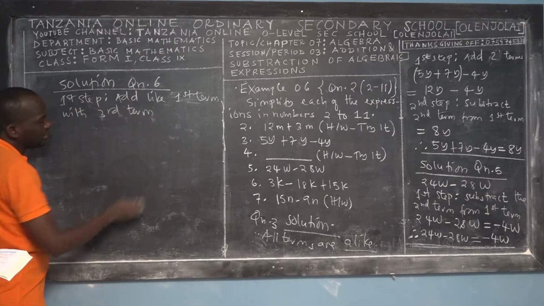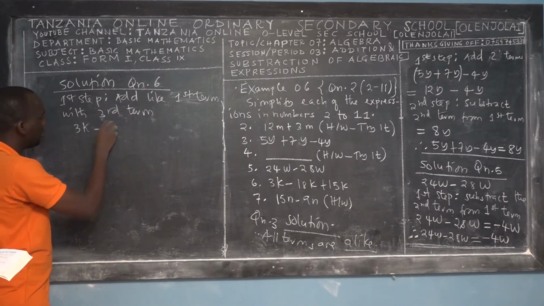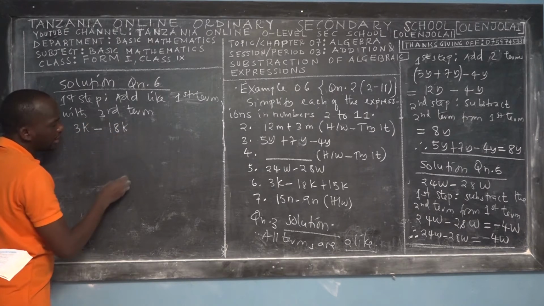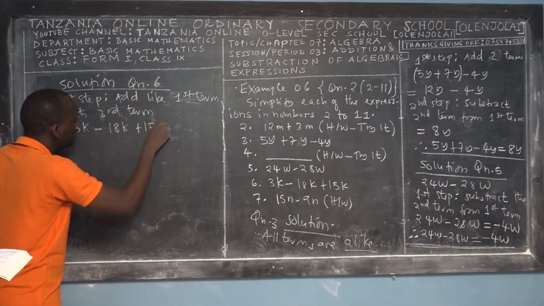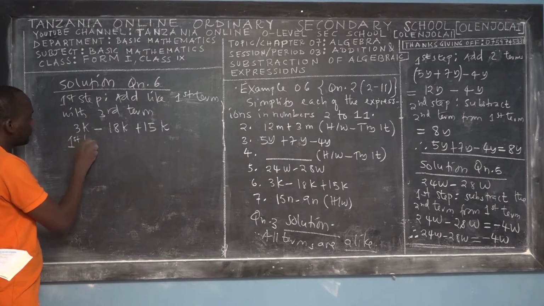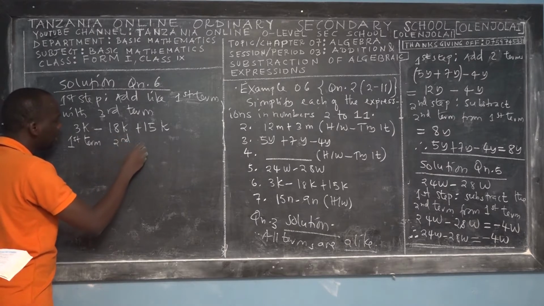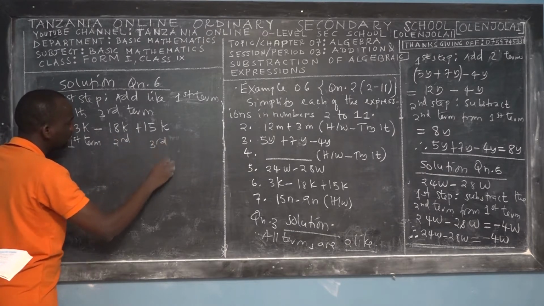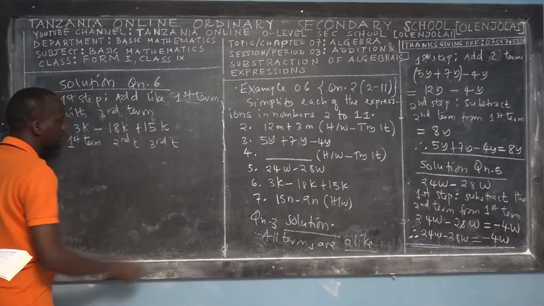So let me write the terms first. We have 3k minus 18k, and then plus 15k, right? This is what we call the first term, this is the second term, and this is the third term.